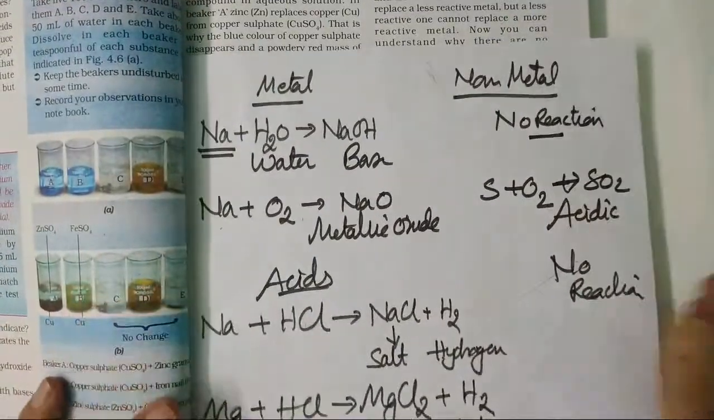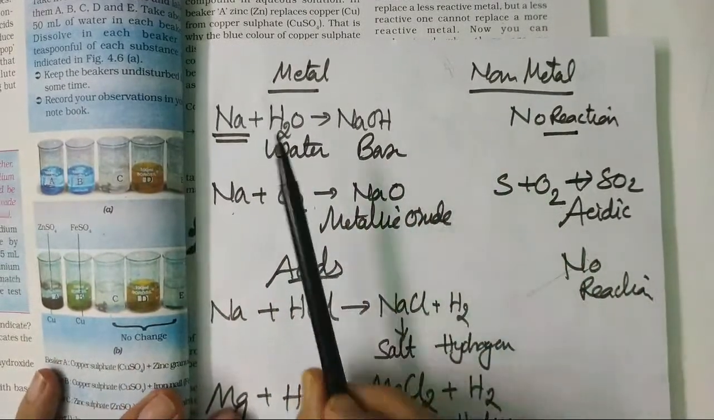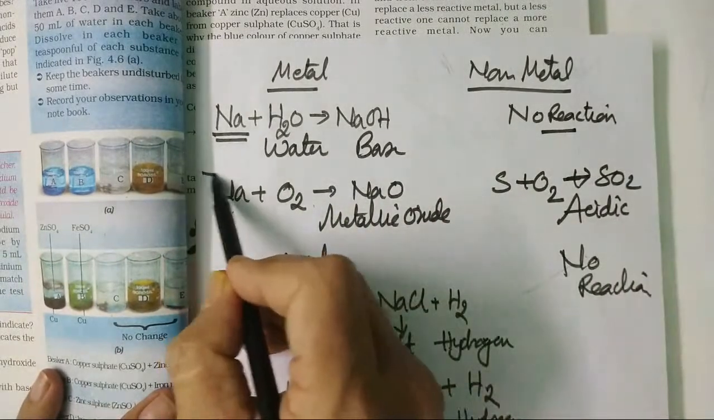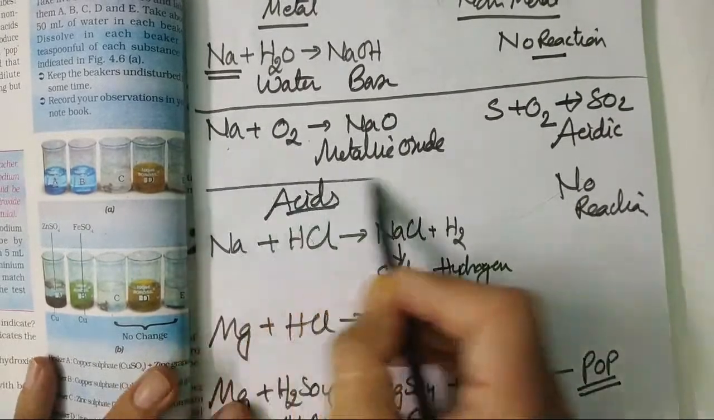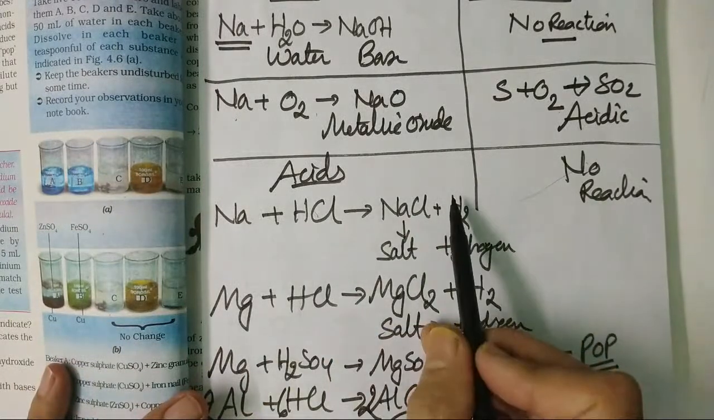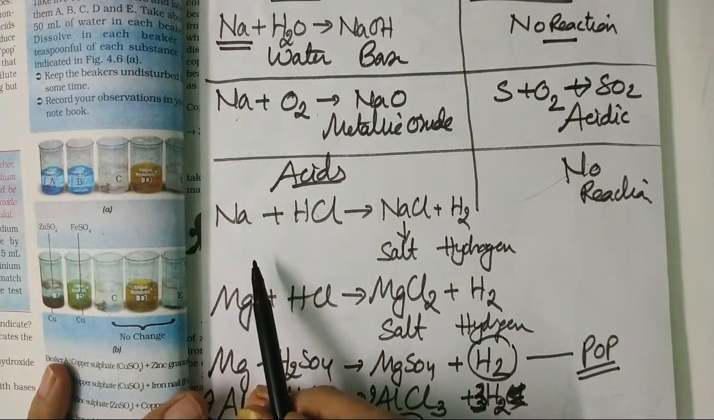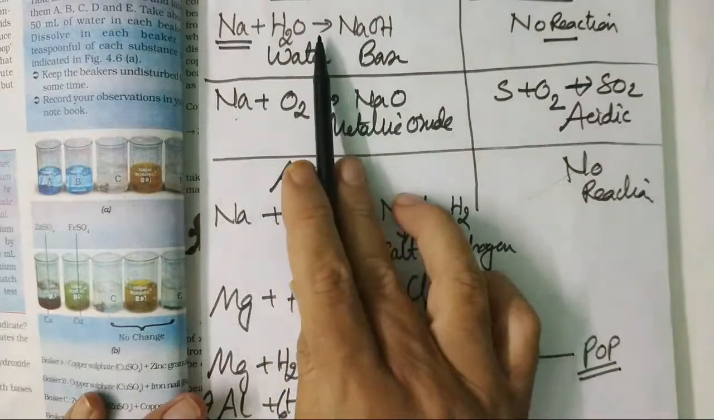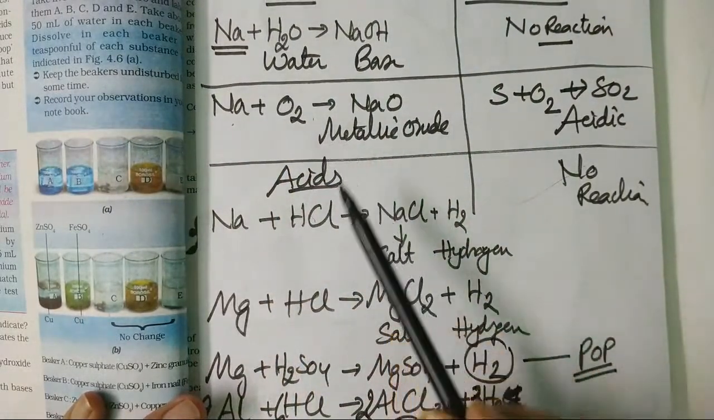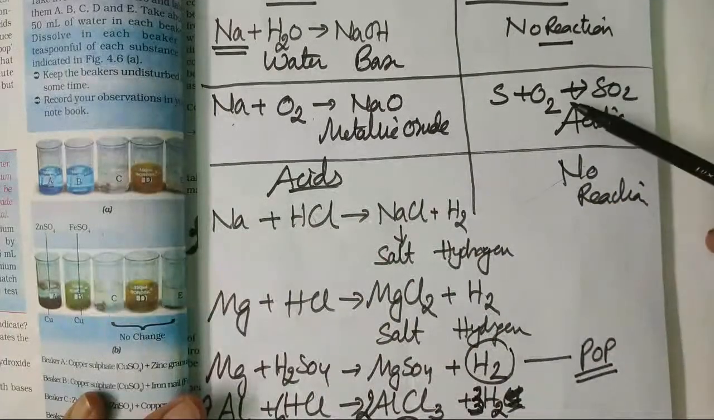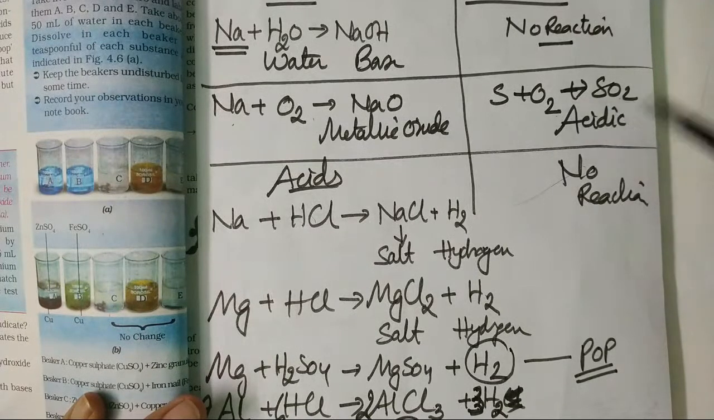So this is the difference which we have to remember. How do metals and non-metals react with water? This is the difference. How do they react with oxygen? So this is one reaction, this is the second reaction, and this is the difference. And how do they react with acid? This is the third. And now the fourth one is the reaction with base. So we will see that metals mostly react with water, oxygen, acid, and base. And non-metals generally show reaction with oxygen only.